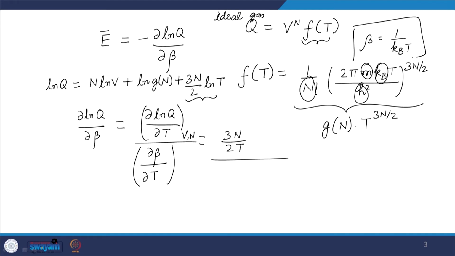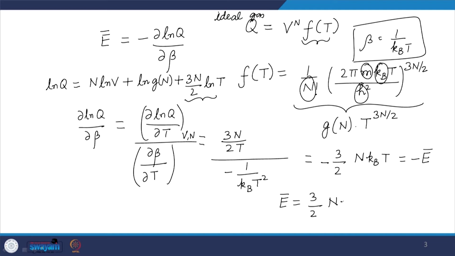since β is equal to 1/kBT, minus 1/kBT², and this gives me minus 3/2 n kB T, and that is equal to minus of E bar, because ∂ln q/∂β is minus of E bar. So, E bar for a monoatomic ideal gas is given as 3/2 n kB T.